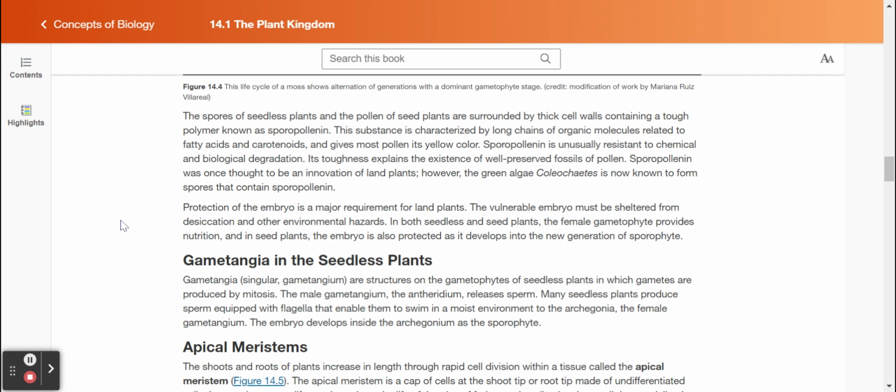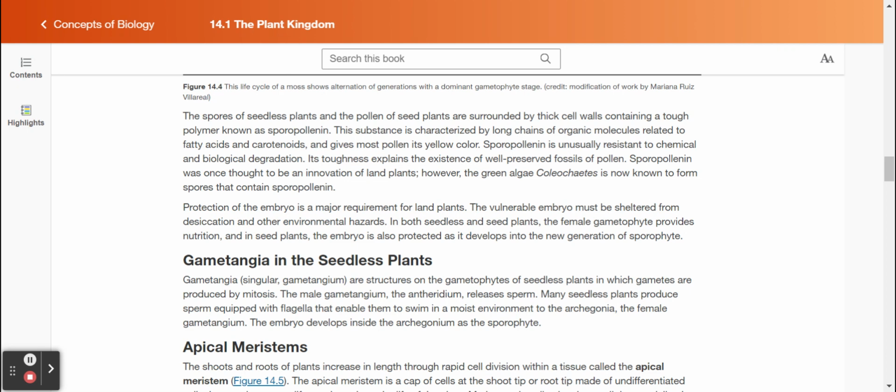The spores of seedless plants and the pollen of seed plants are surrounded by thick cell walls containing a tough polymer known as sporopollenin. This substance is characterized by long chains of organic molecules related to fatty acids and carotenoids, and gives most pollen its yellow color. Sporopollenin is unusually resistant to chemical and biological degradation. Its toughness explains the existence of well-preserved fossils of pollen.